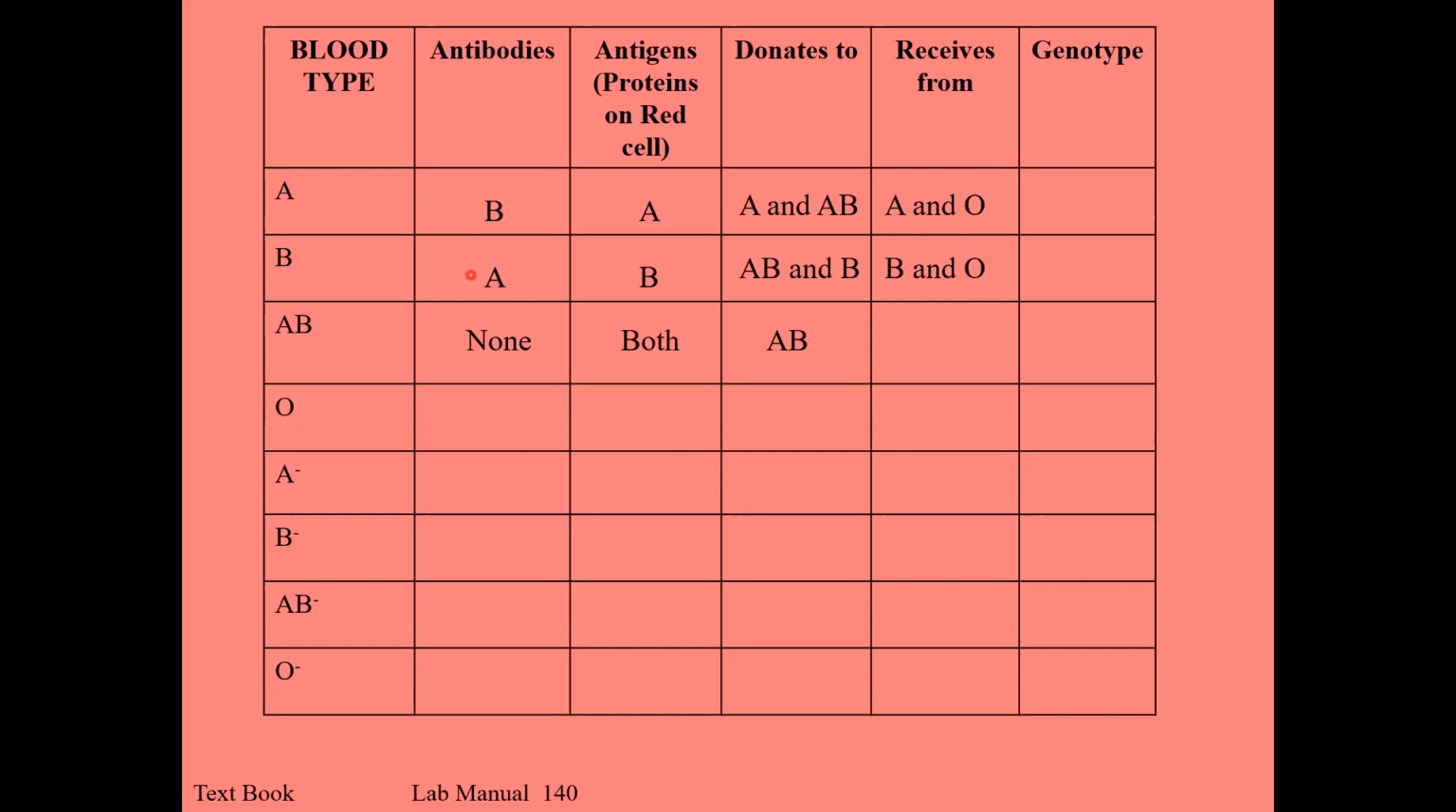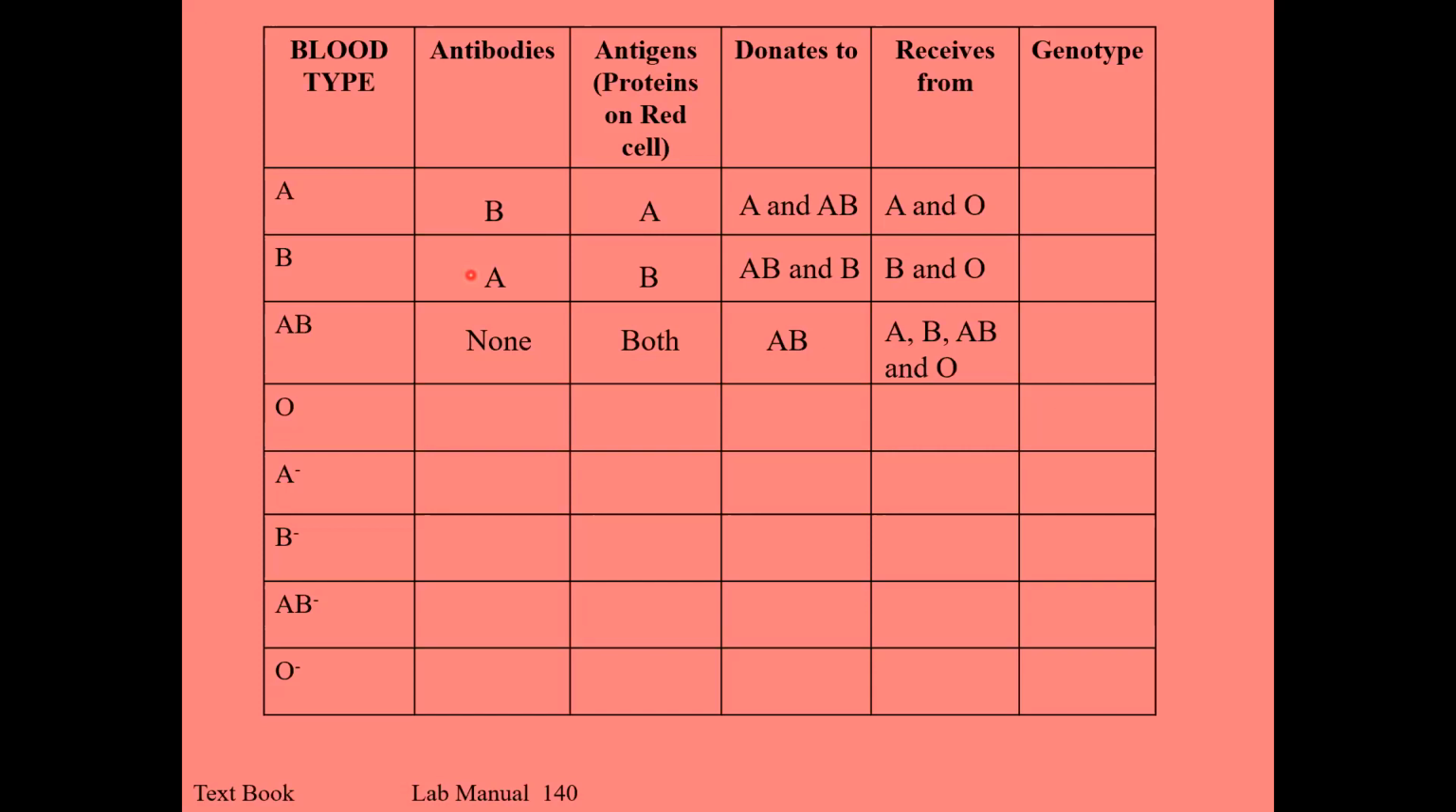But who can they receive from? Everybody. This is why AB is called a universal recipient. AB is a universal recipient because their plasma has no antibodies. A can come in, no problem. B can come in, no problem. AB comes in, no problem. O comes in, no problem, because there are no antibodies in their plasma. So AB is referred to as a universal recipient.